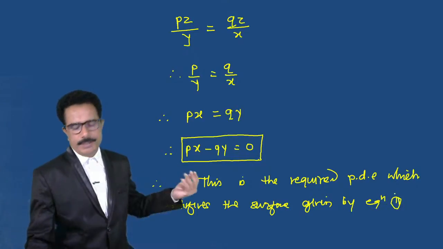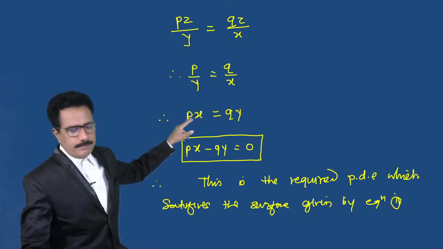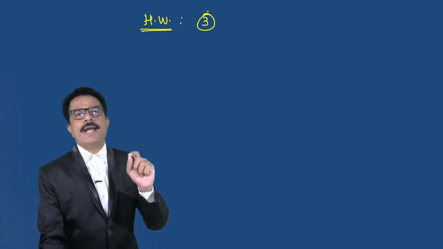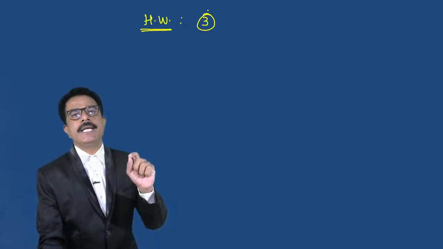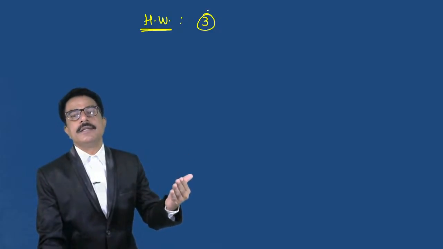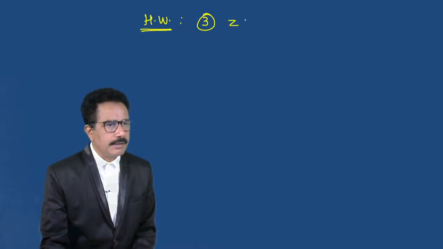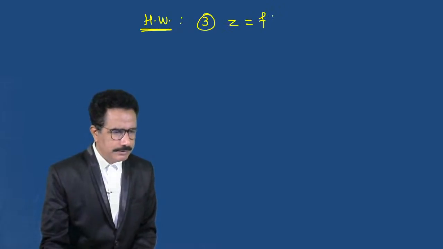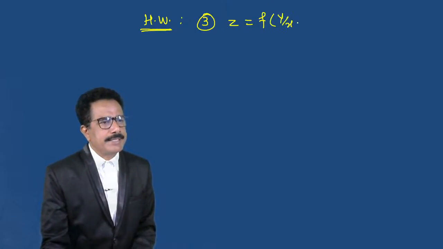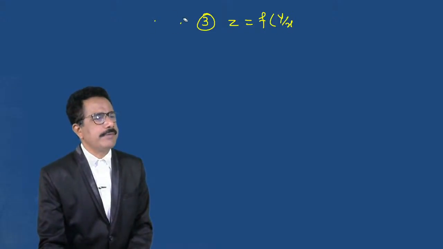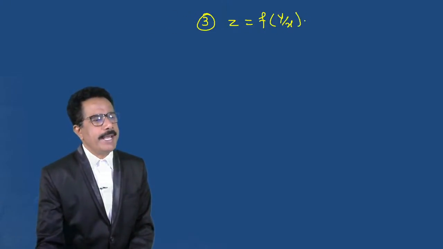Okay, now we shall move towards the next problem. I will give you homework, do it in the same way. The third one is the same. Find the partial differential equation by eliminating f which satisfies the given surface. z is equal to f of y by x. Okay, I will solve this problem for you instead of giving it as homework.